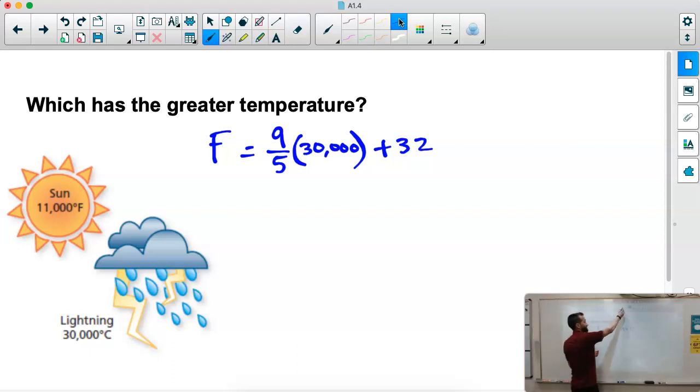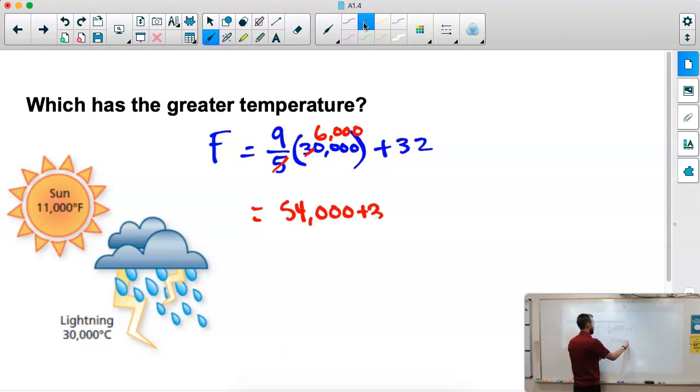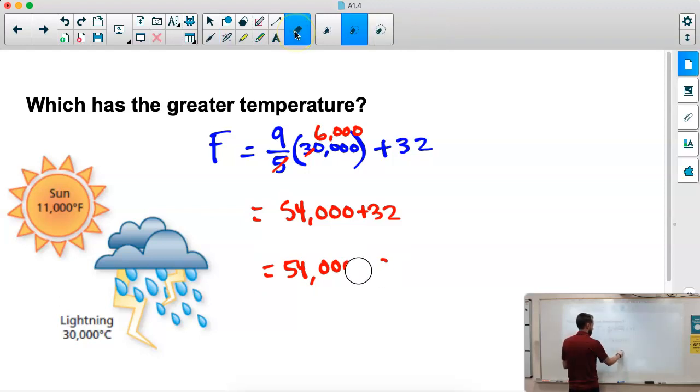Well, we've got to do some math here. So these are going to cancel out. It'll be 6,000. So 9 times 6,000 is 54,000 plus 32. So you get 54,032. Oops, sorry, I put too many zeros there. Okay, when you solve this.